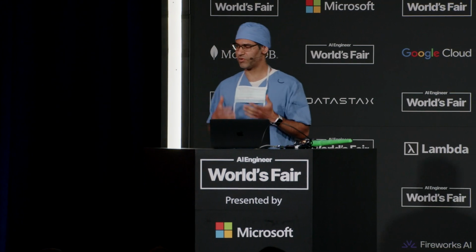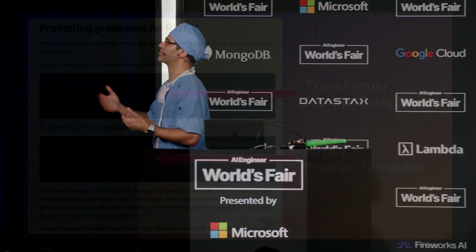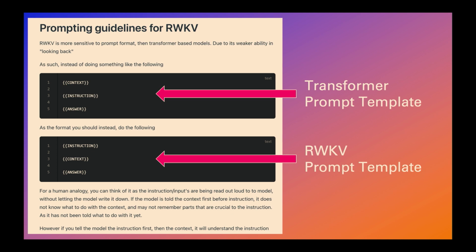I'll give you just one example of where architecture bubbles up to how you use these models. So this is the instructions for RWKV, which is a different type of model. But the template for a normal transformer is at the top. The template for an RWKV prompt is at the bottom. And what's interesting is that they recommend you swap the traditional order of instructions and context because the attention mechanism, or the pseudo-attention mechanism, in RWKV can't look back the same way a regular transformer can. So it's a great example of where model architecture matters all the way up to prompting.